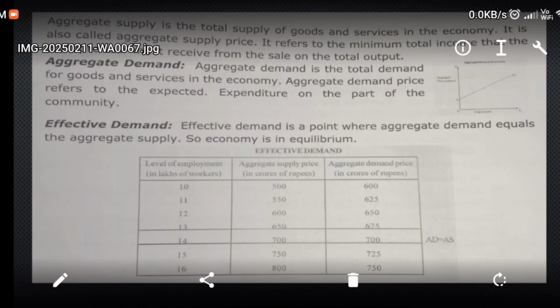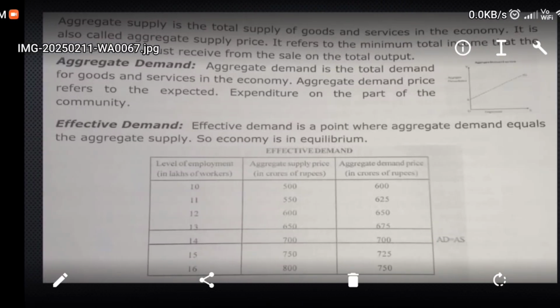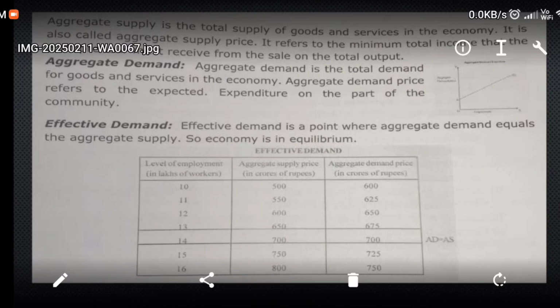Aggregate supply is the total supply of goods and services in the economy. It is called aggregate supply price. It refers to the minimum total income that the entrepreneur must receive from the sale of the total output. Aggregate demand is the total demand for goods and services in the economy. Aggregate demand price refers to expected expenditure on the part of the community.